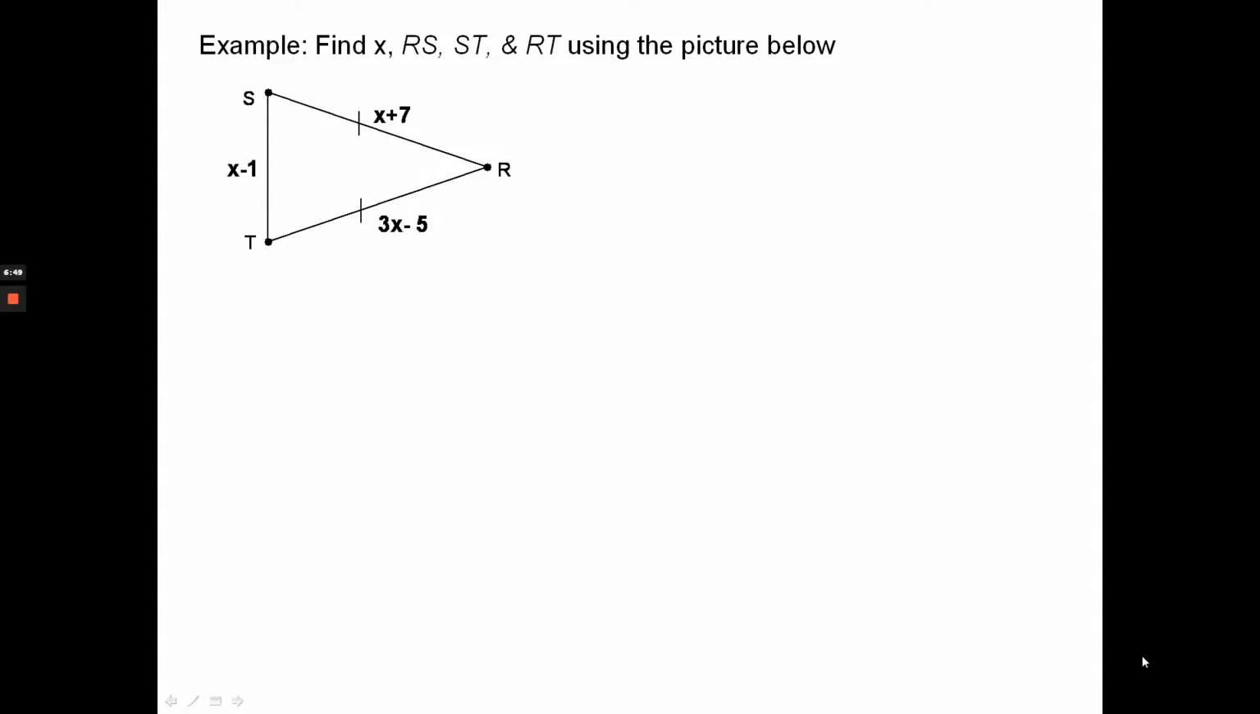All right, we want to find x, the measure of RS, the measure of ST, and the measure of RT using the picture below. So sometimes on these problems, you have extra information and you have to process which information you use and which information you don't. So when we are solving for x, I don't need to know what ST is. I do have that SR and RT are congruent, so I could take this 7x or x plus 7 and 3x minus 5 and set those equal to each other.